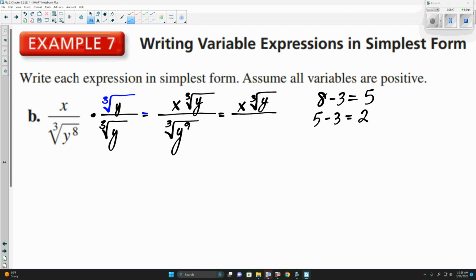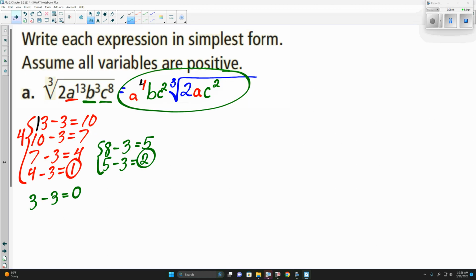Now, the last thing we need to do is simplify the cubed root of y to the 9th. Well, how many groups of 3 can we take away from y to the 9th? 3. So it leaves us with y to the 3rd, and that's it. So we're just increasing the degree of the denominator to a point that we can actually take the cubed root of it. And we do the same and apply that to the top as well. Questions on this here? Okay.